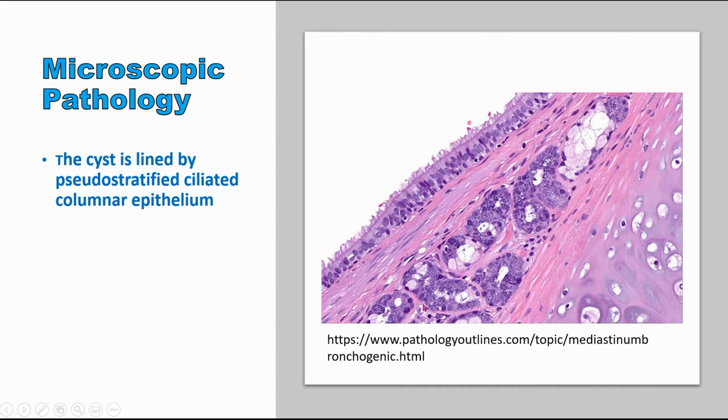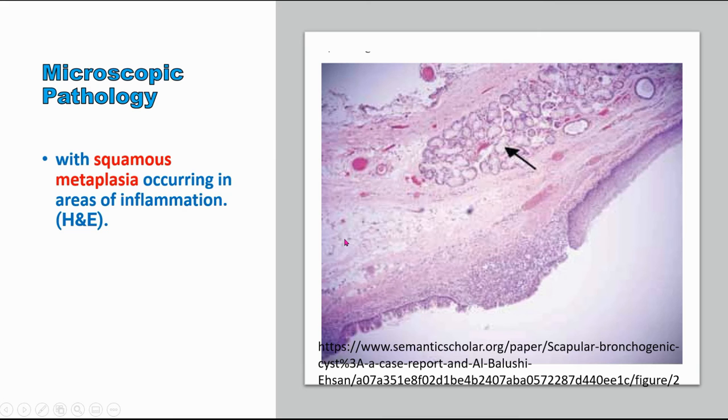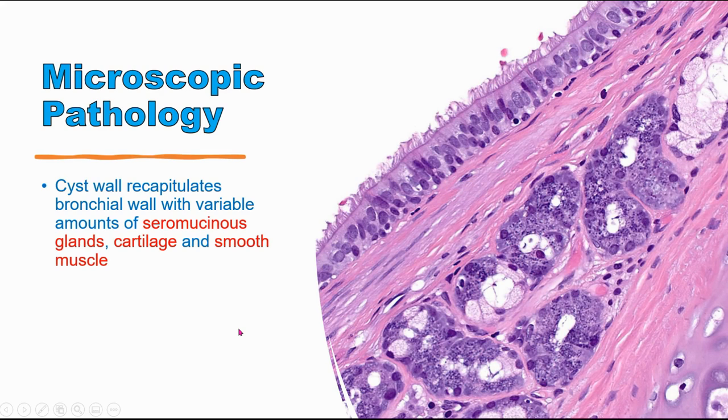Okay, we go to microscopic pathology. The cyst is lined by pseudostratified ciliated columnar epithelium. Here you can appreciate the epithelium very well, and you can appreciate the cilia. And you can see areas of squamous metaplasia. Here the pseudostratified ciliated columnar epithelium, and here you can see squamous metaplasia, particularly occurring at the sites of inflammation.